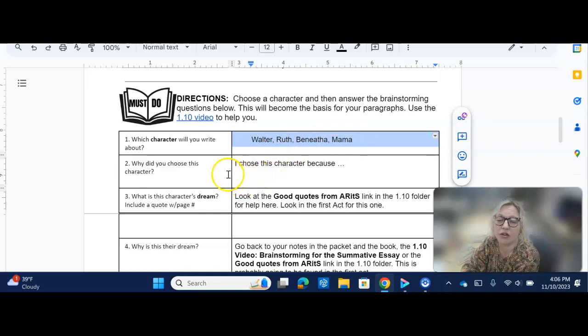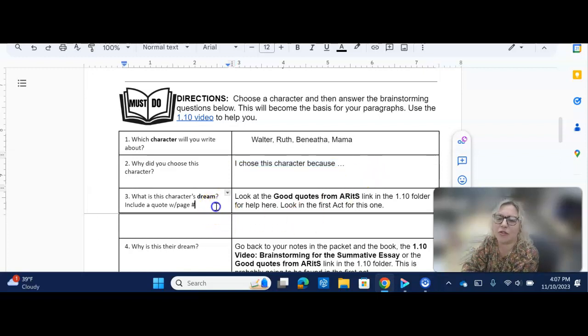After you write their name down, answer this question. Why did you choose this character? Start with the sentence frame, I chose this character because. And you might say, because I like this character the most, or they are the most interesting, or I can identify with this character. Whatever it might be, write why you chose the character right now. If you need to pause this video, go ahead and do it, but write your answer to number 2 right this second. Did you write it down?